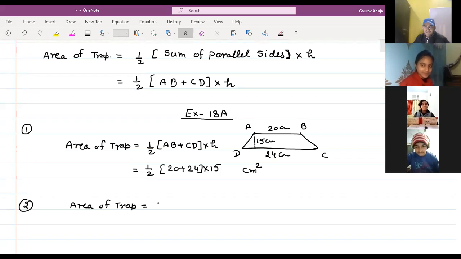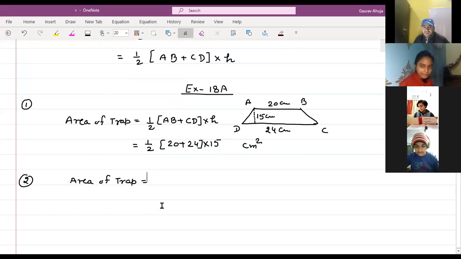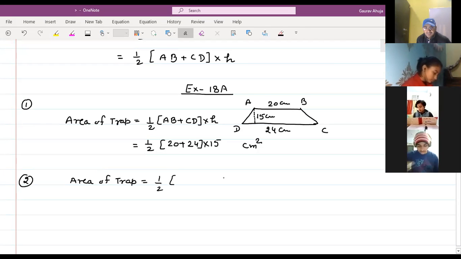Okay, now area of trapezium. Again, we have the half sum of parallel sides. You have to write the formula. I'm not writing it now. The dimensions are: parallel sides 38.7 plus 22.3, into height. Height is 16, and we'll find the area in centimeter square.